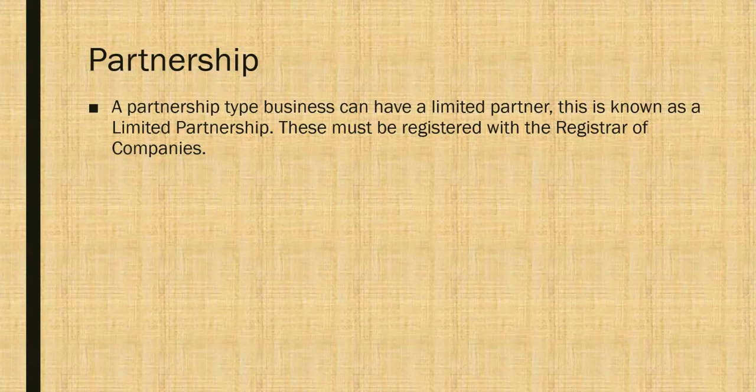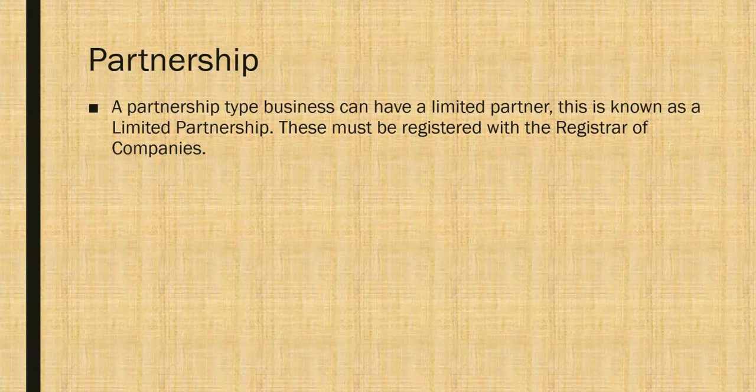Now, when we are looking at a partnership, we have different types of partnership businesses. You can have a limited partnership and you can have general partnerships. Now, a partnership type business can have what we call a limited partner. And when you have a limited partner, this is known as a limited partnership act, and this must be registered with the registrar of companies as such.